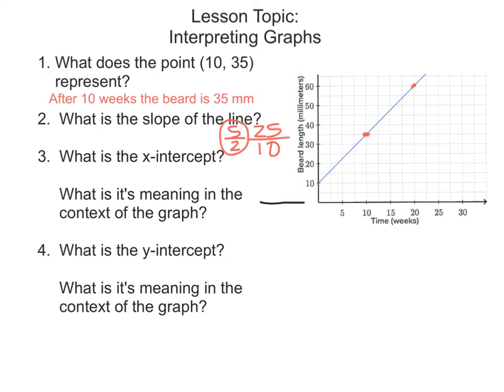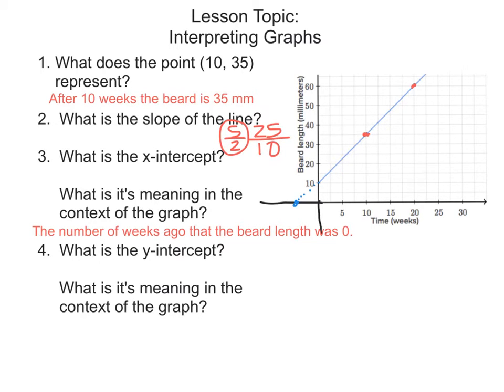It might help to extend our x and y axis, and to think about how it would have dotted down like this until we get to that x-intercept right here. That's where it would be if we continued the line. So again, what does that point mean? Well, that x-intercept means at what time was the beard at 0. Okay, so that's the kind of thing we're talking about in this situation. So the number of weeks ago that the beard length was 0.